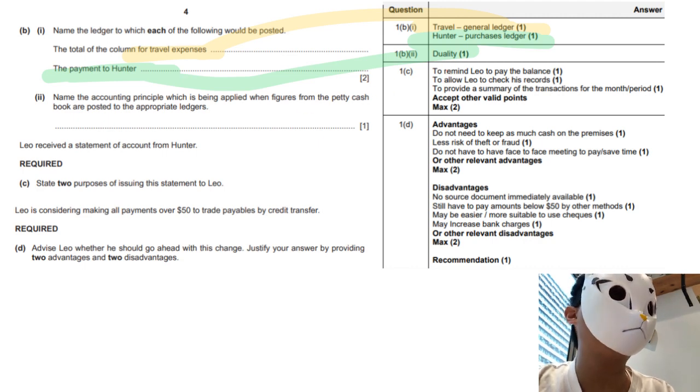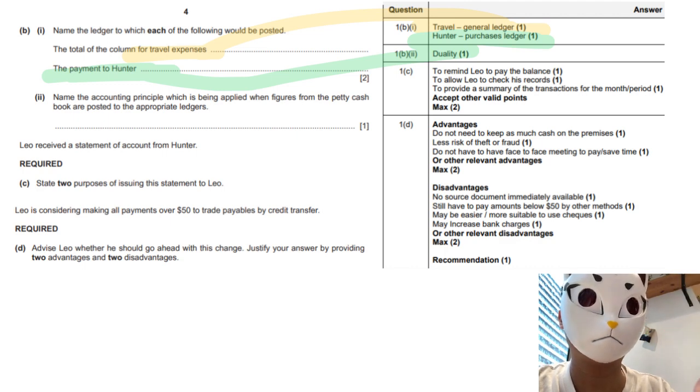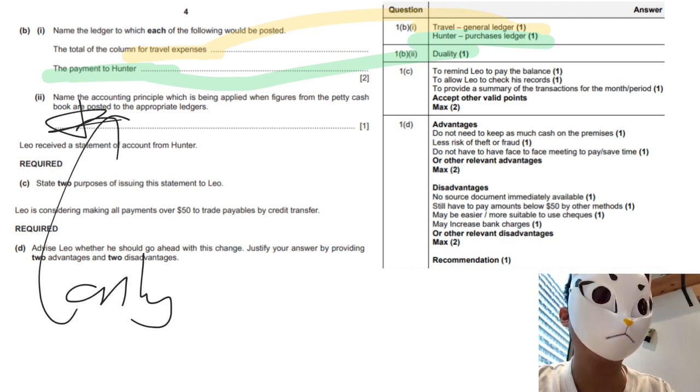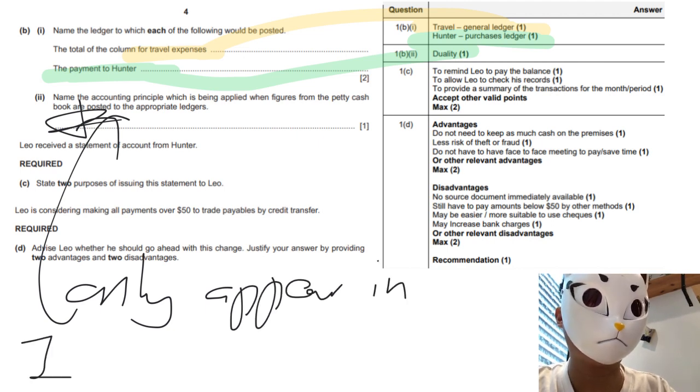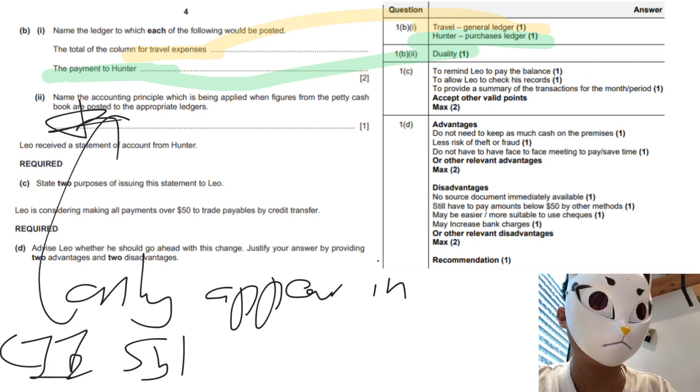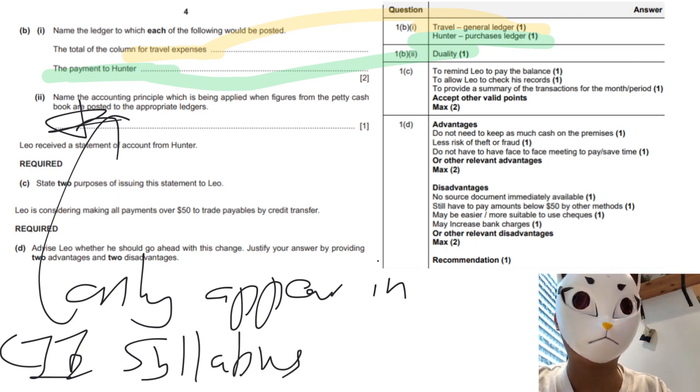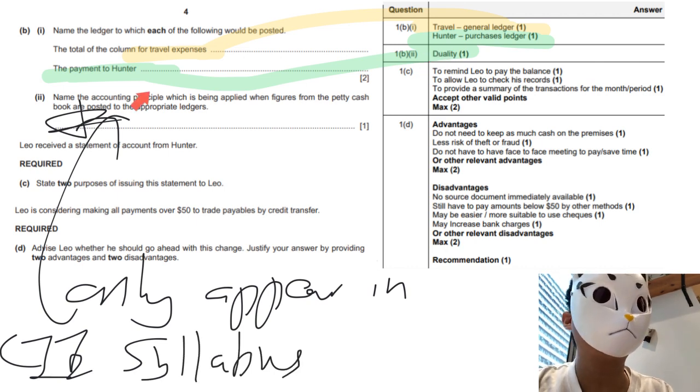This one is duality. A lot of students miss this one, because this concept only appeared in the CIE syllabus. If you study LCCI or the Pearson syllabus, you don't have this concept called duality. It will be applied when figures from the petty cash book are posted to the appropriate ledgers.